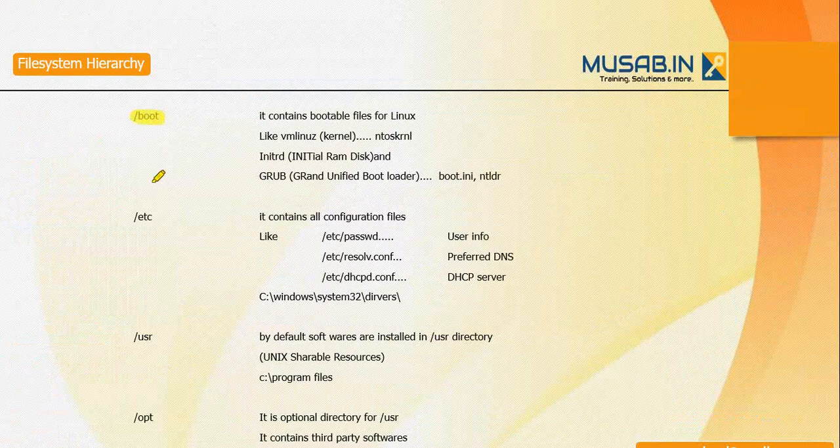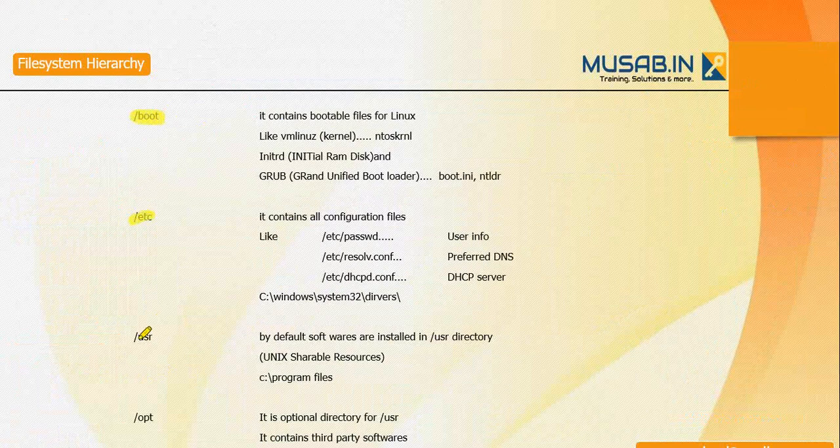Then you've got something called etc. etc stands for etc, but actually it contains all the configuration files. See, in your system you may have various configuration files: software related configuration files, application related configuration files, user related configuration files, password related configuration files. So all those configuration files are kept inside etc. It's the hub for all configuration files, whatever might be the configuration.